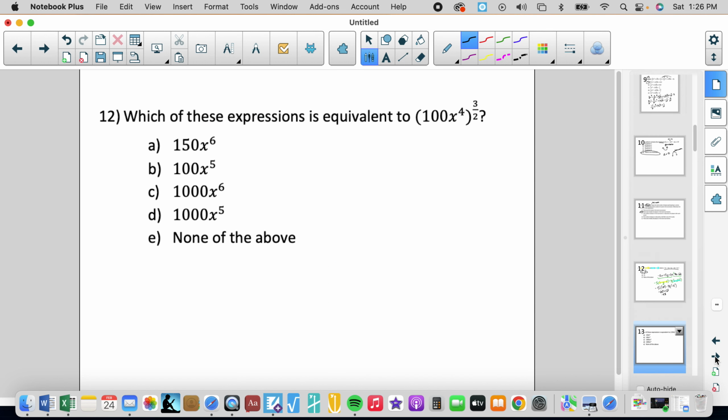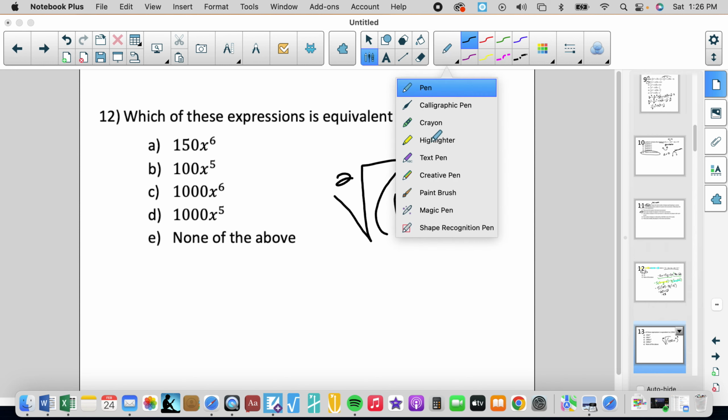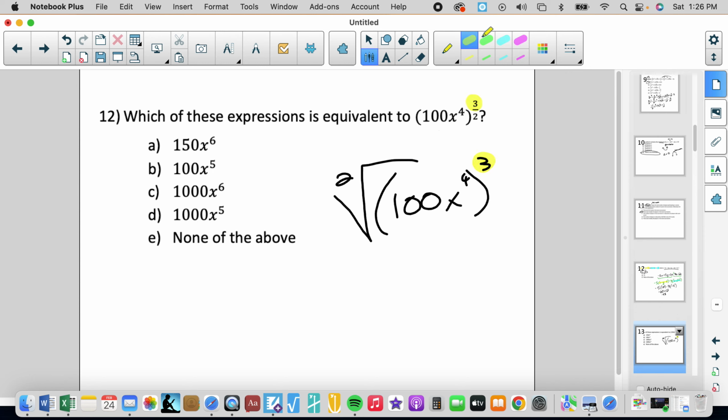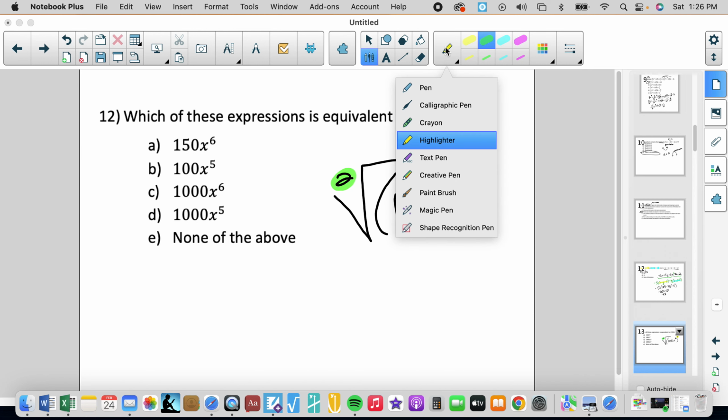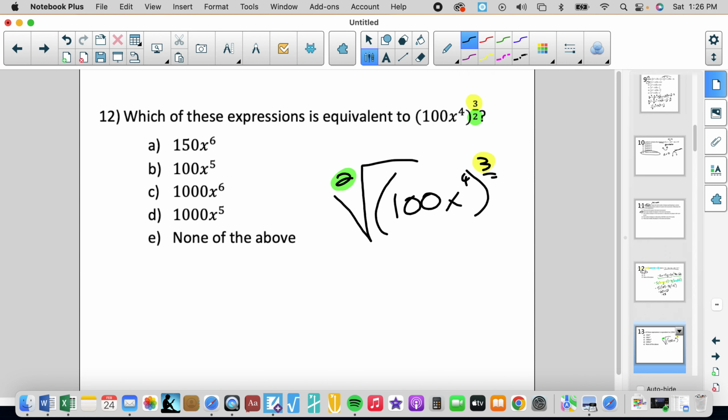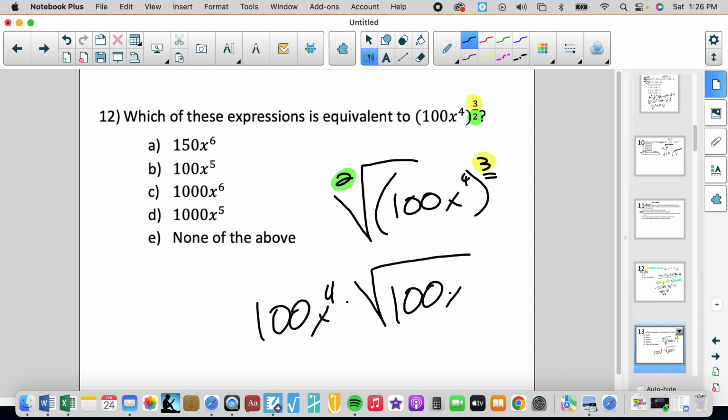Which of these expressions is equivalent? Oh, I like this. So instead of distributing out, I would convert it to exponential form. So that's the square root of 100x to the fourth to the third power. Remember, the numerator is the power and the denominator is the root. So since we have three of these, we know that two of those will cancel with the root 2. So we will get 100x to the fourth times the square root of 100x to the fourth, because we have 2 plus 1 equals 3. So that would be multiplication of those two.